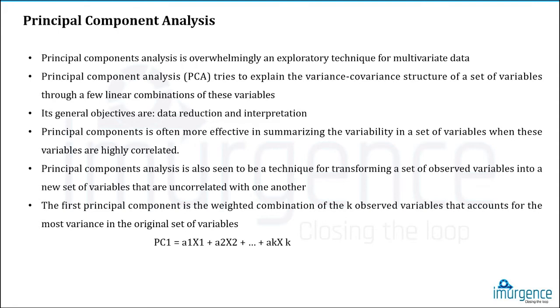The first principal component is the weighted combination of the k observed variables that account for the most variance in the original set of variables. So when you're expecting that there are two variables which are highly correlated, principal component analysis tries to tilt this weight on one of the dimensions so that the other shows the least amount of variance and one shows the highest amount of variance. That is the intention of principal component analysis. As you can see from the equation, PC1, the first principal component, is equal to a1 x1 plus a2 x2 plus ak xk and so on.